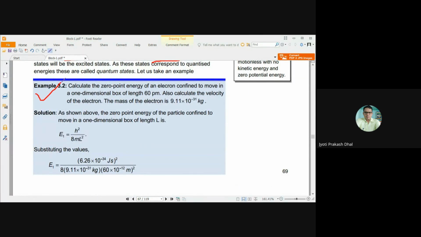Now coming to one question: calculate the zero point energy of an electron confined to move in a one-dimensional box of length 60 picometer. So here L equals 60 picometer, which equals 60 into 10 to the power minus 12 meter. Also calculate the velocity of the electron, and we know that the mass of the electron is 9.11 into 10 to the power minus 31 kg.